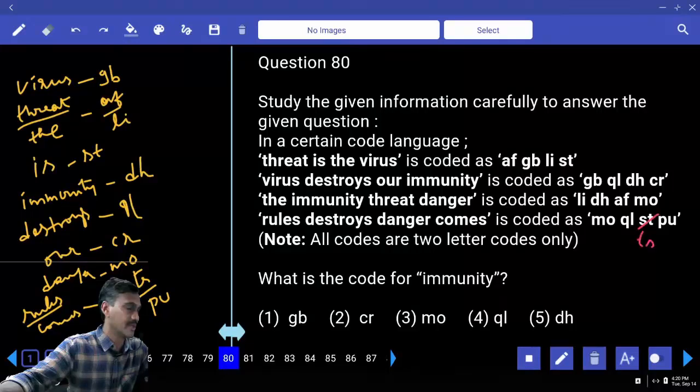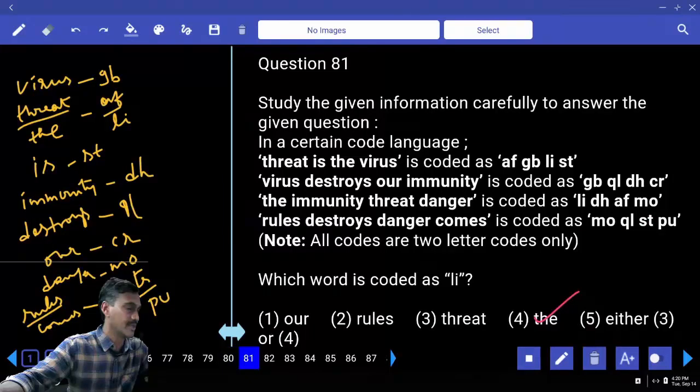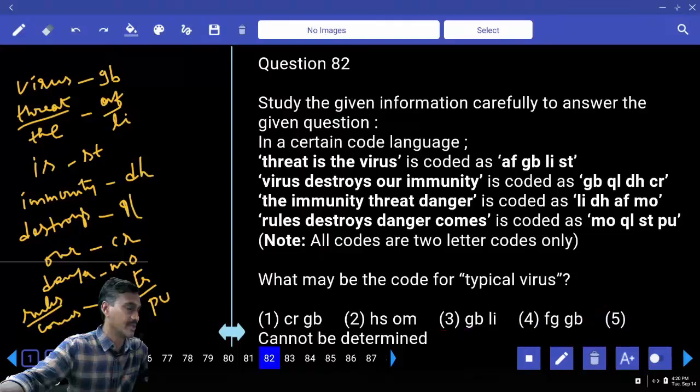Then coming to question number 80. What is the code for immunity? DH, choice 5. And 81, and which word is coded as LI? Now tell me which is coded LI here. LI is code for either threat or the, that is choice 5.